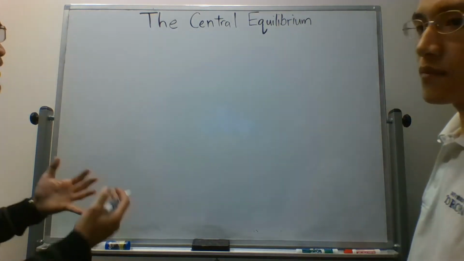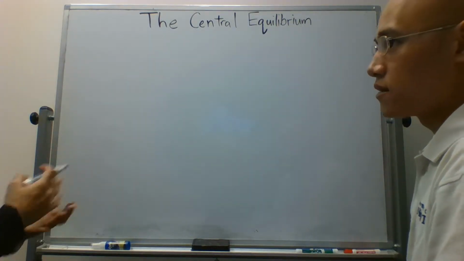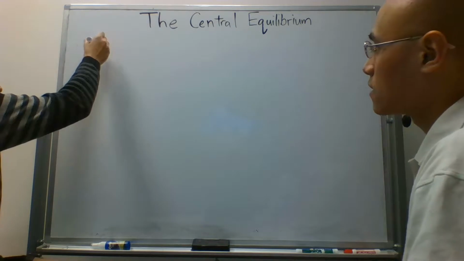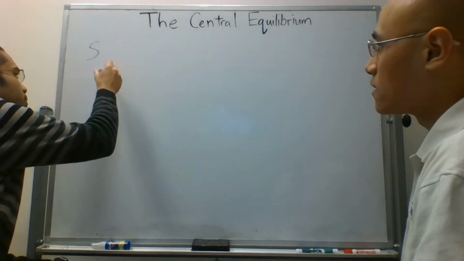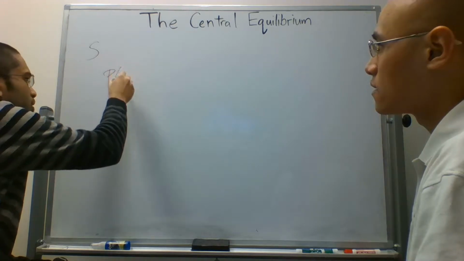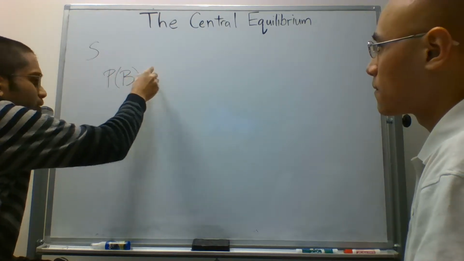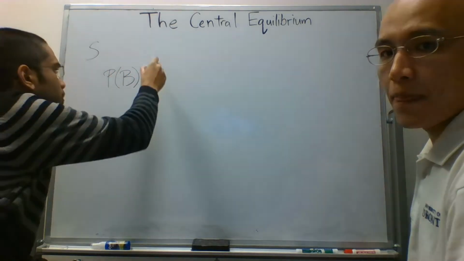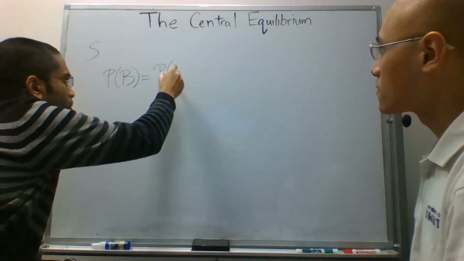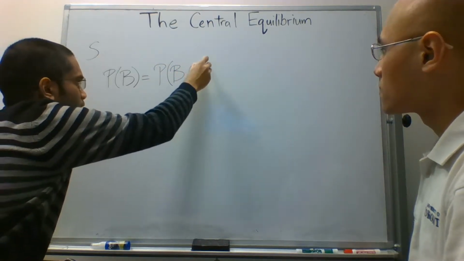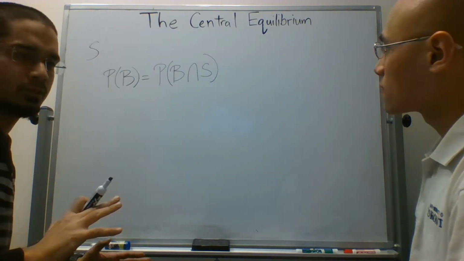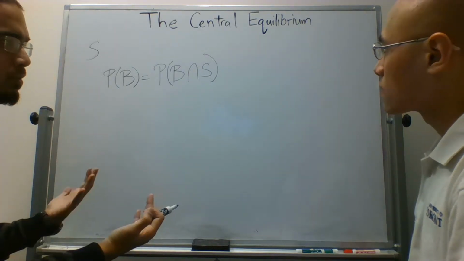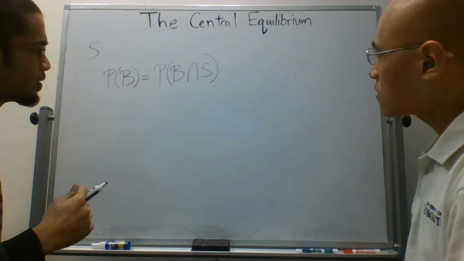Now let the entire space of events be defined as S. And so we could rewrite probability of B as probability of B intersection S. I'm just going to stop right there. If you have any questions, or should I keep going? No, I think this is all right.